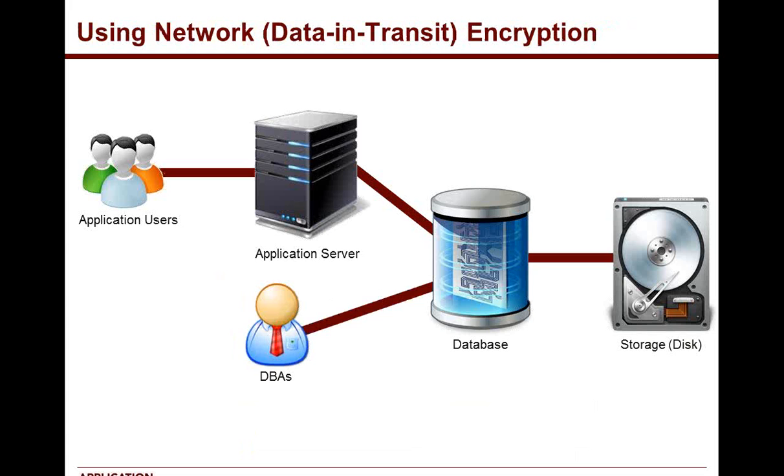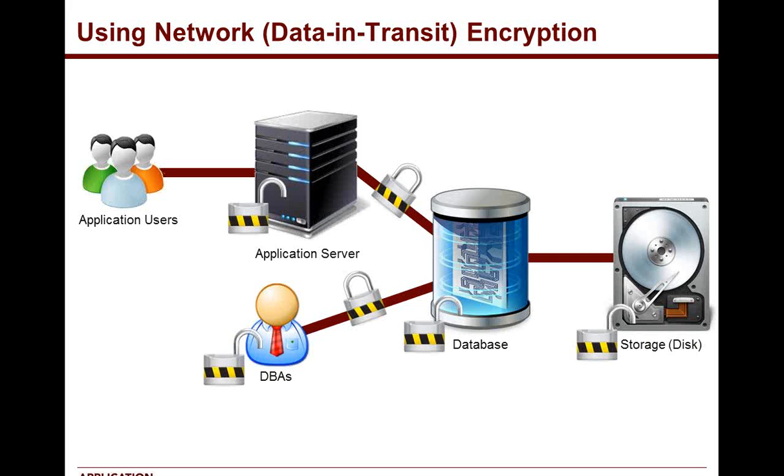First, we'll look at network encryption, which is about data in transit. And what I mean by data in transit is the data that's on the move. So when you apply network encryption, you'll see your locks there, which indicate that the pathway between the application server and the database, as well as the DBAs and the database, are encrypted. It means the data on the move will be encrypted. And typically, when we talk about that, usually that's some form of SSL technologies or HTTPS.